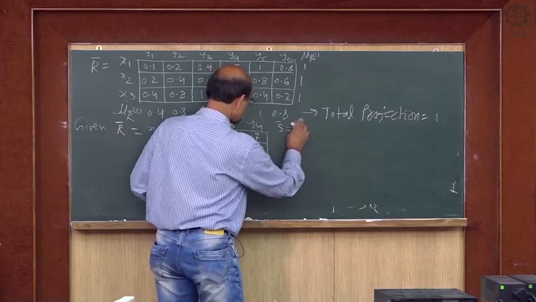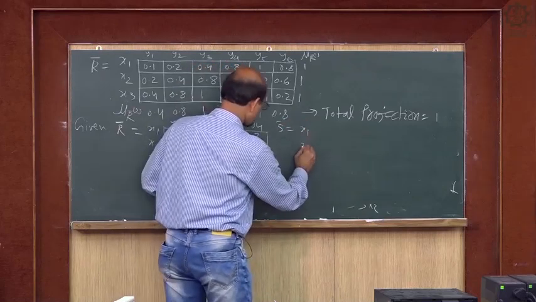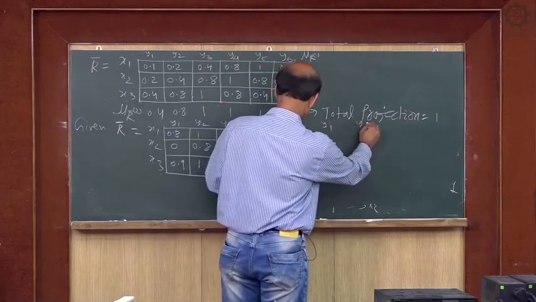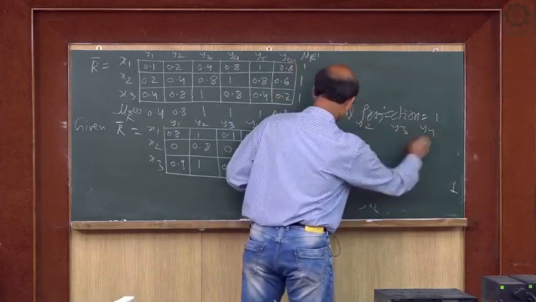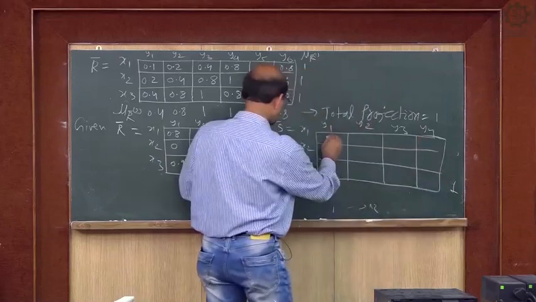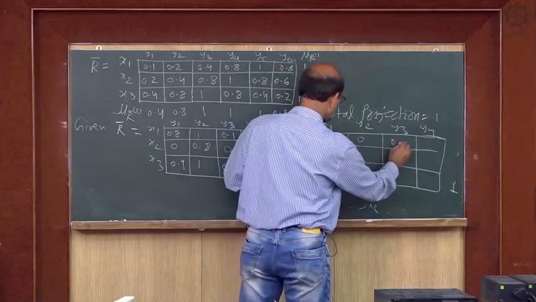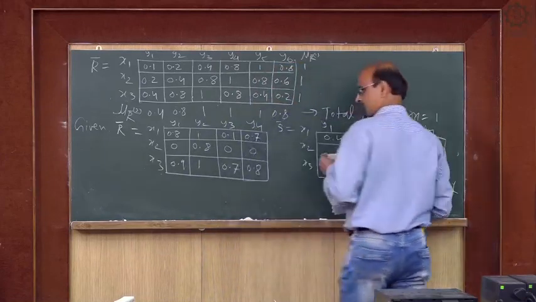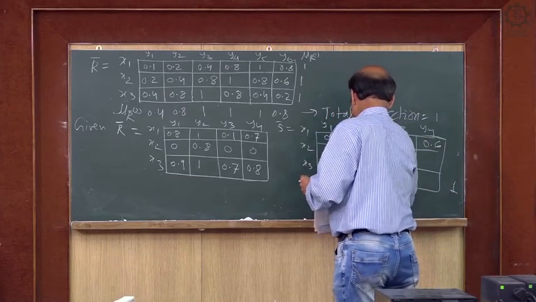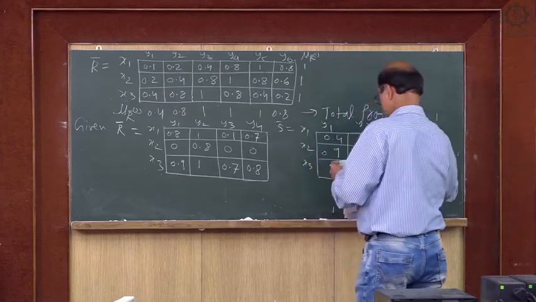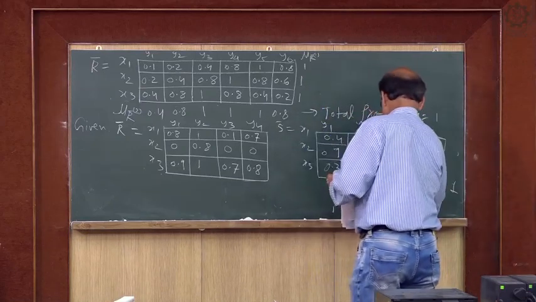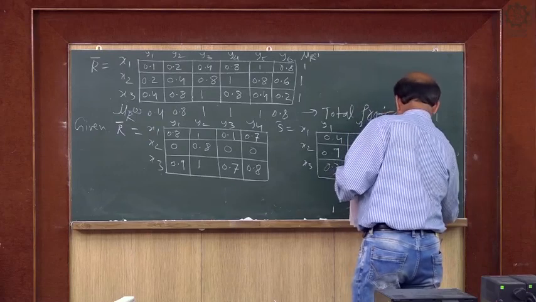and S bar is again x1, x2, x3, y1, y2, y3, y4. We have 0.4, 0, 0.9, 0.6, 0.9, 0.4, 0.5, 0.7, 0.3, 0, 0.8 and 0.5.